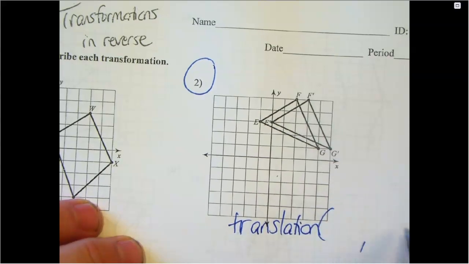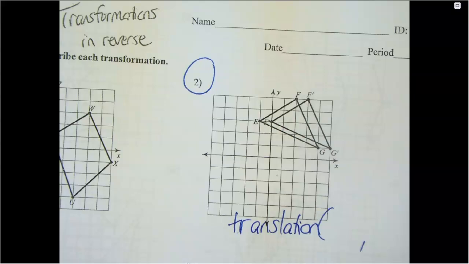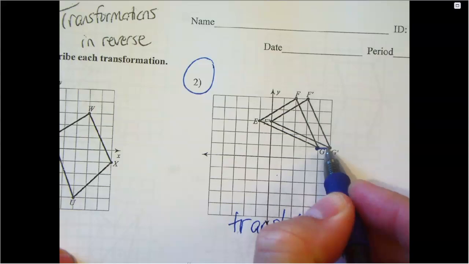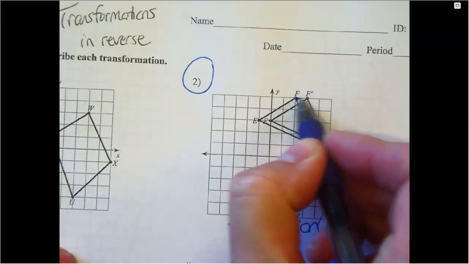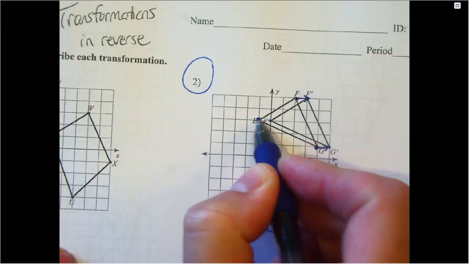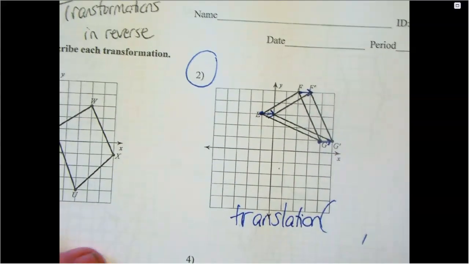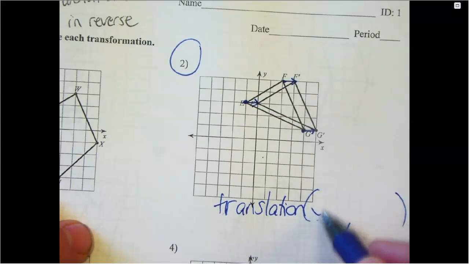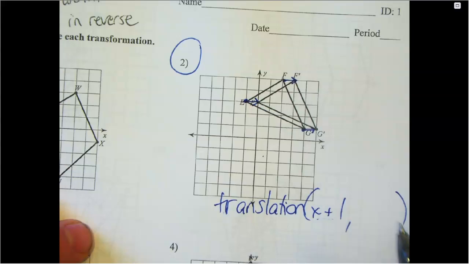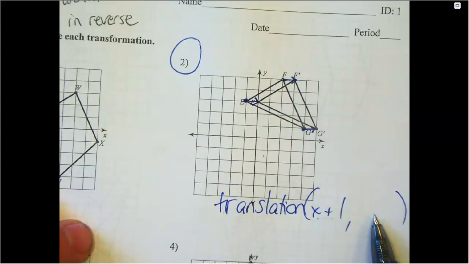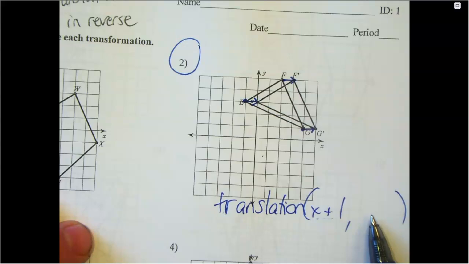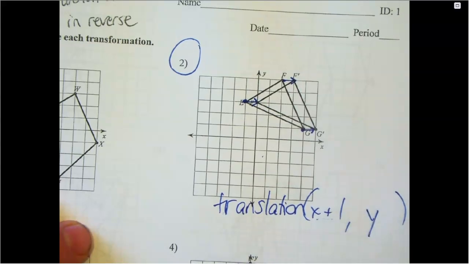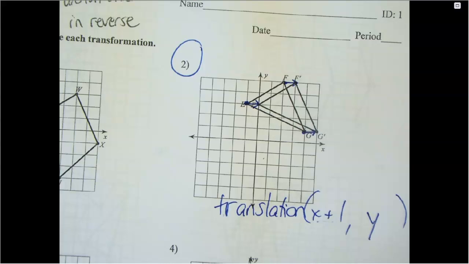And then you have to tell me what kind. I can pick any point, you can check all of them. What happened was every point just went 1 to the right. F to F prime, you went 1 to the right. You didn't go up or down at all. E to E prime, you went 1 to the right. So I went 1 to the right, what do I put right here? X plus 1, good. And then I didn't go up or down at all. So I don't put 1 plus or minus, I just put regular 1. And then you're done. So here's what happened, you tell me what it was.